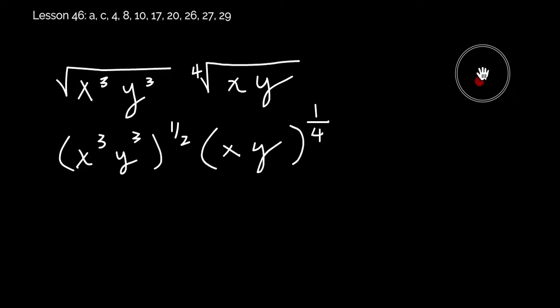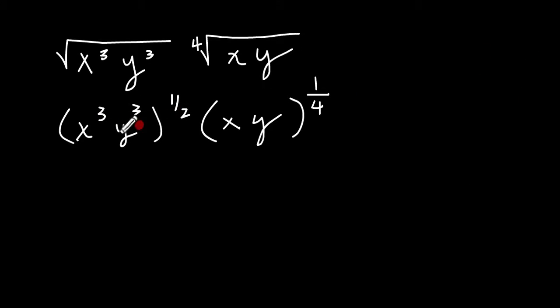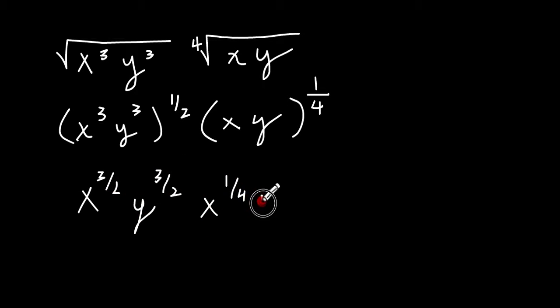Then we're going to multiply the exponents because it's a power to a power now. So it's going to be x to the 3 halves, y to the 3/2, x to the 1/4, y to the 1/4. They're going to be the same.